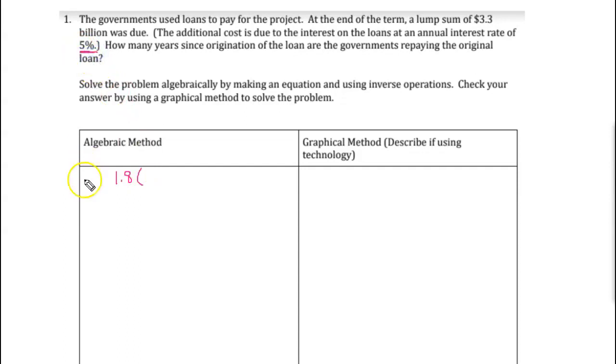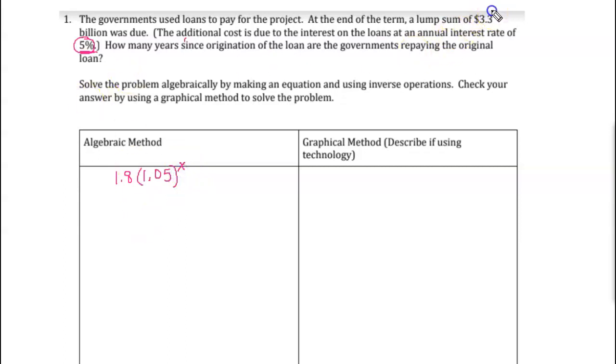And so we've got that interest rate. That means we're having to add interest on top of it. And so it's 1.05. So we started out with, we borrowed 1.8 billion. It grew at an interest rate of 5%. So we had a starting amount. And then we paid off ever so many years. So x can be our time.